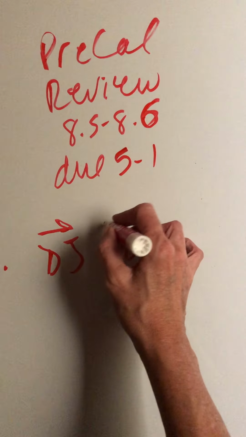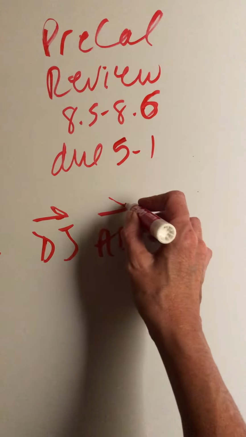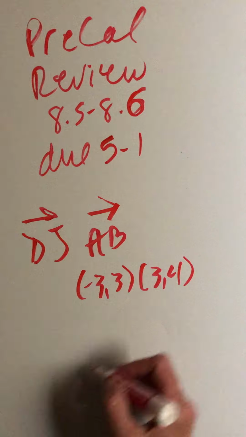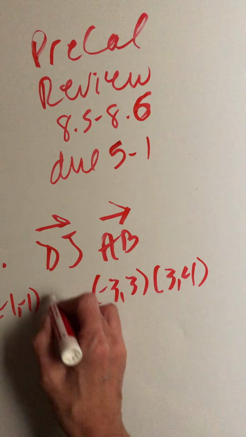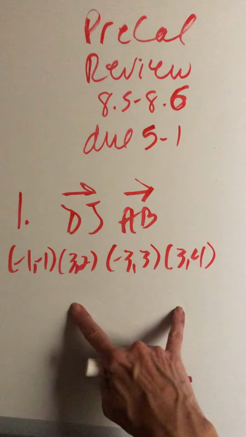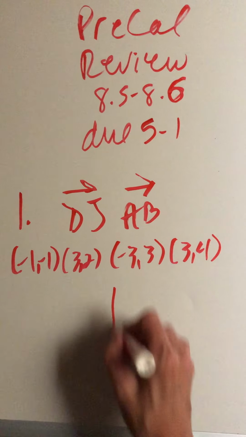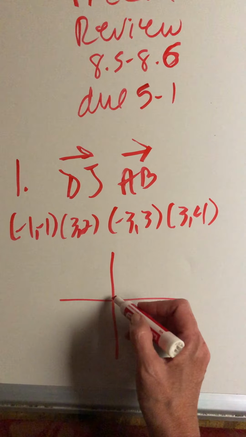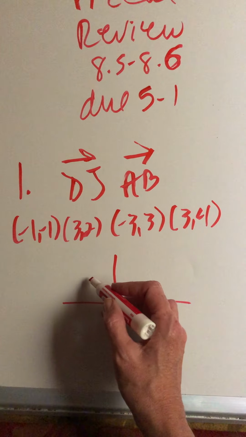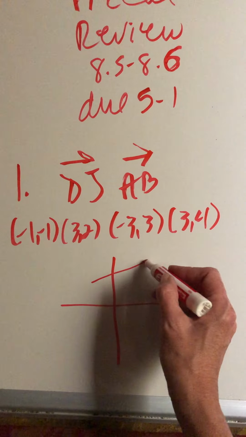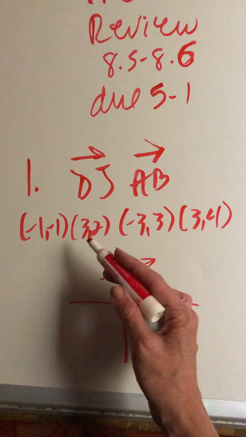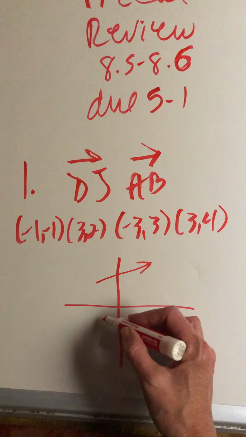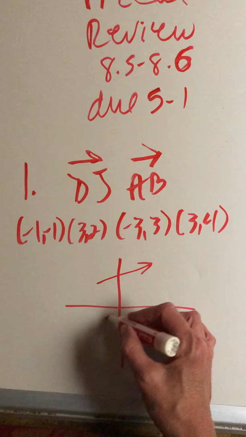vectors. You have vector DJ and vector AB, and then A is at -3, 3, and B is at 3, 4, and then D is at -1, 1, and J is at 3, 2. So those are the coordinates that they give you. So you have to choose the graph first. Well, when we think about A, if this is A and this is B, A is -3, 3, and then you're going to 3, 4. So AB is going to go in this direction. Then for DJ, D is -1, 1, so that's left 1, down 1 right here, and then it's going up to 3, 2, like this.